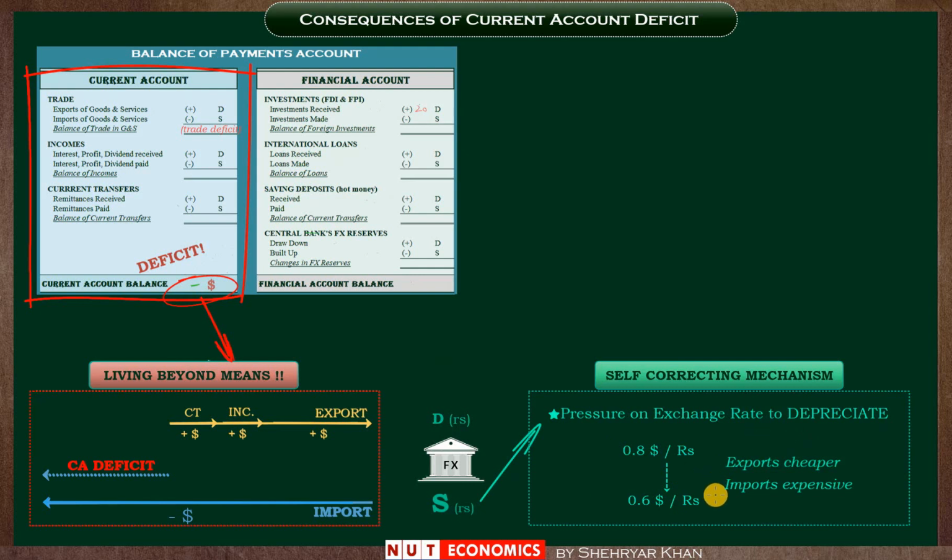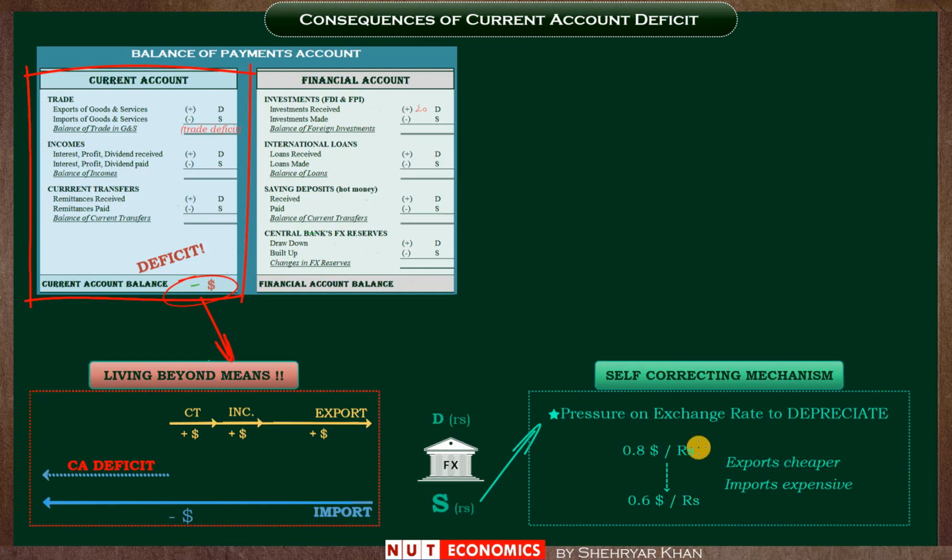And similarly, imports become expensive. Again, let me give you the logic for that. Think of a Pakistani guy who wants to buy things from other countries and therefore needs to pay for those things in dollars. Remember, import is an international transaction.